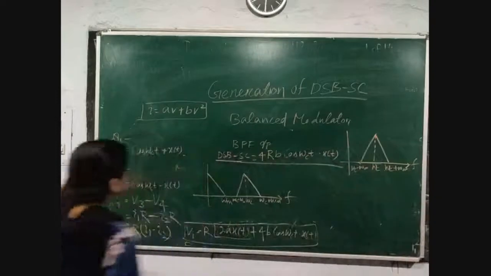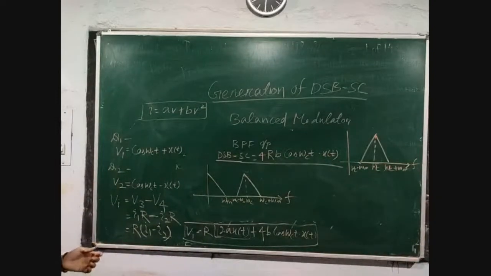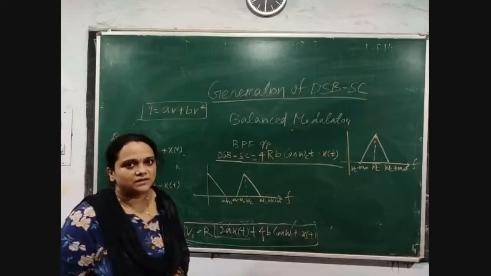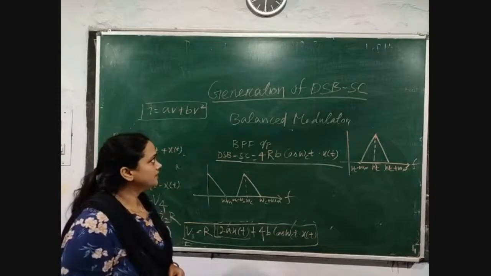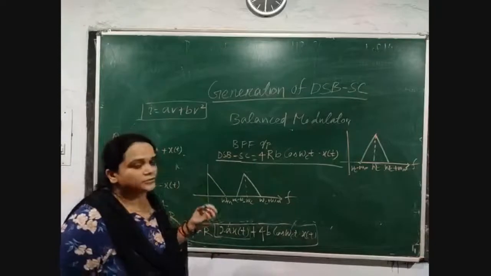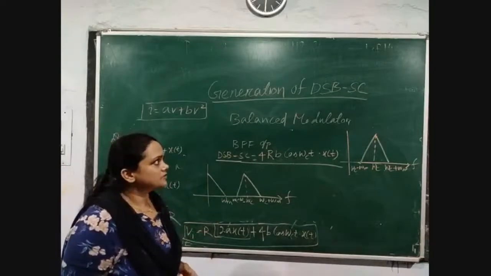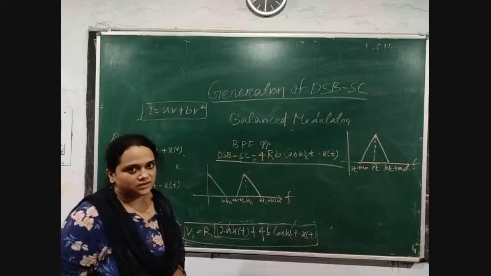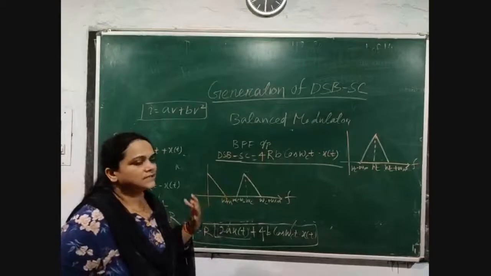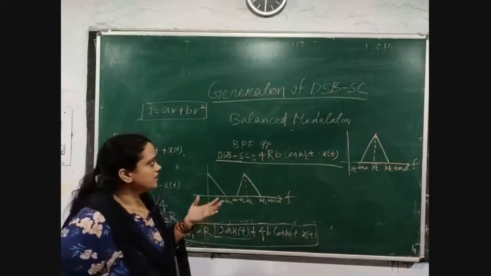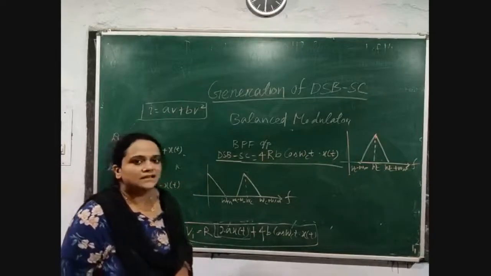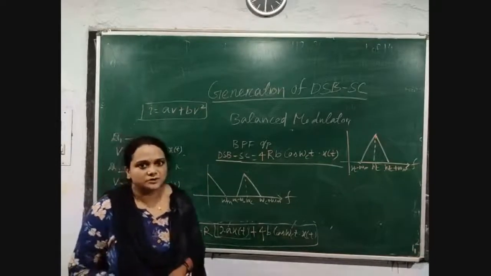Okay, so this is all about balanced modulator. In the next class we will discuss about the other type of modulator, that is ring modulator. So in general we know that for the generation of DSB AC we use product modulator. So the classification of product modulator is balanced modulator and ring modulator. So today we have discussed about the balanced modulator, and in the next class we will discuss about the ring modulator. Thank you.